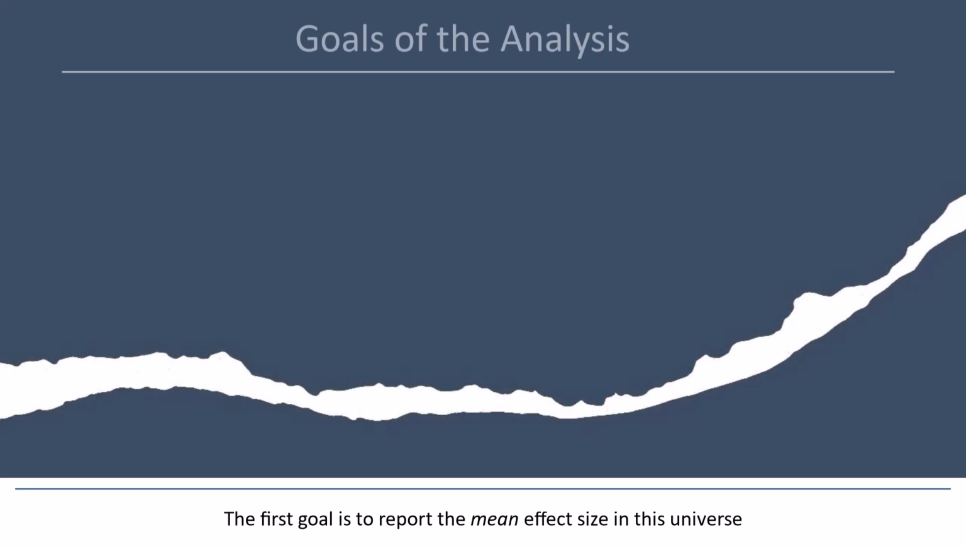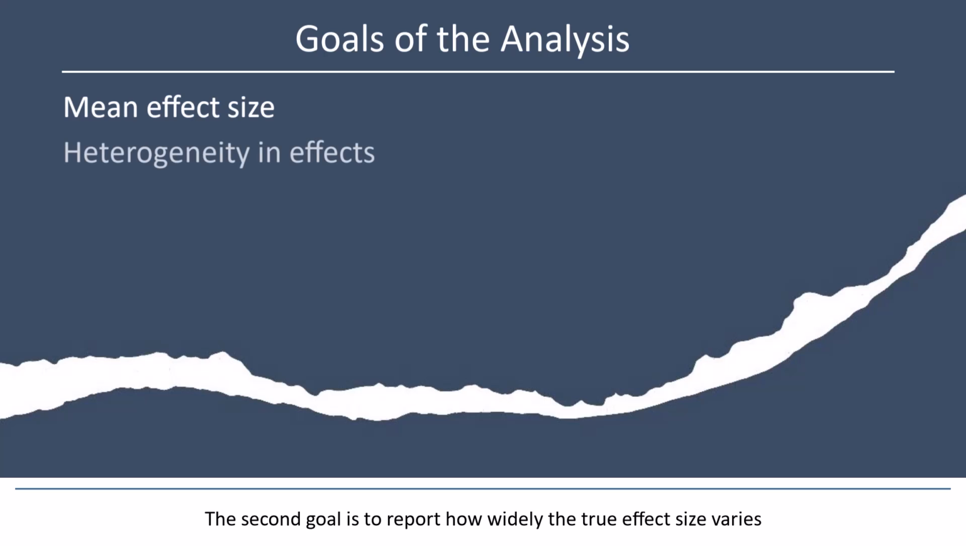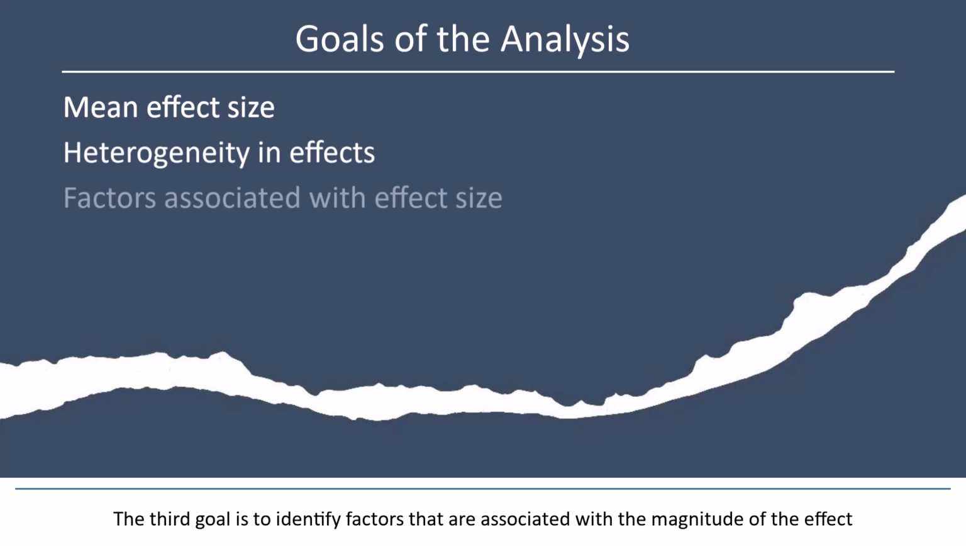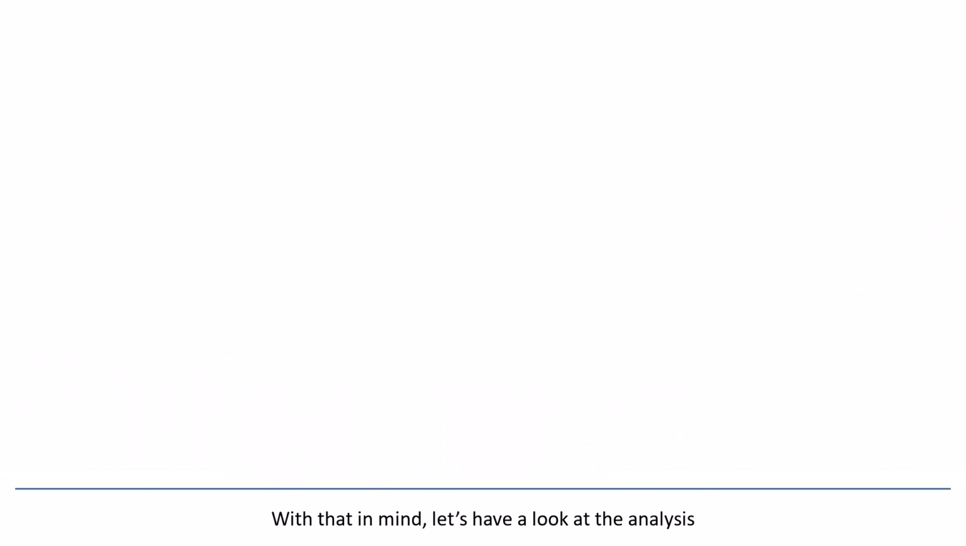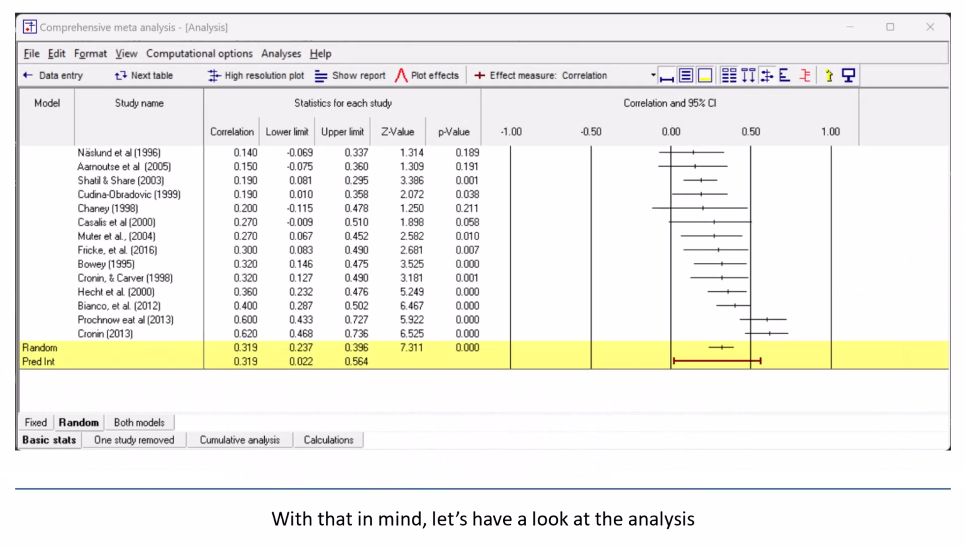Our analysis has 3 goals. The first goal is to report the mean effect size in this universe. The second goal is to report how widely the true effect size varies. And the third goal is to identify factors that are associated with the magnitude of the effect. With that in mind, let's have a look at the analysis.